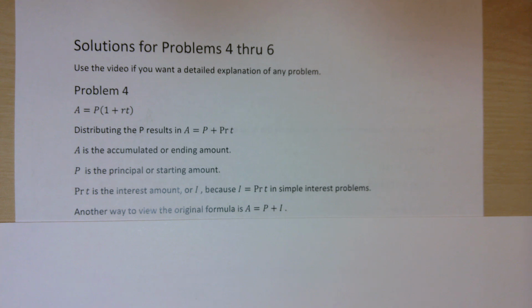Problems 4 through 6 are basically an introduction to the A equals P times the quantity 1 plus RT formula. This is another simple interest formula, the more complicated of the two simple interest formulas. In problem 4, it's just kind of getting comfortable with the formula.